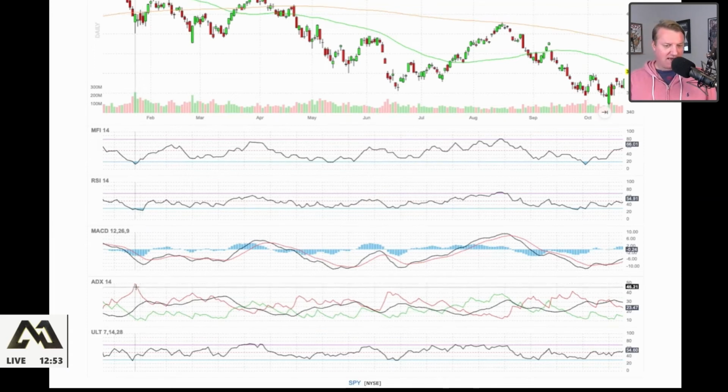Now, the ADX negative indicator is coming down. The ULT is improving. And then we combine some other indicators from outside of the space.